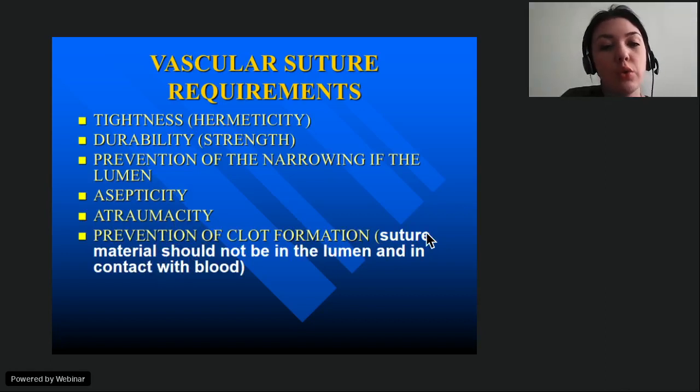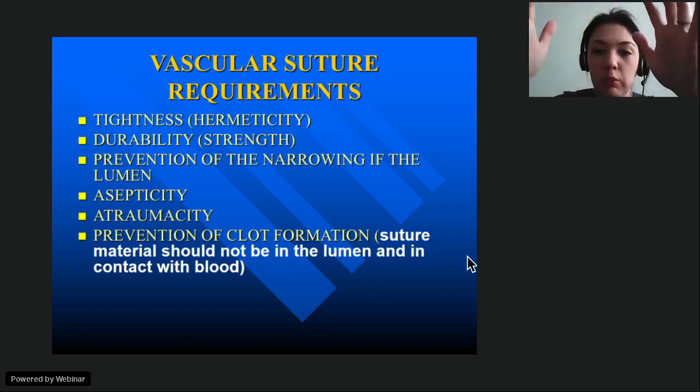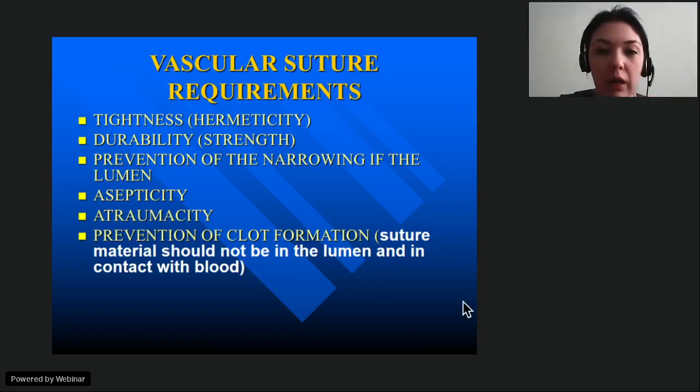For that, suture material shouldn't be in the lumen and in contact with blood, because in case of suture material in the lumen, in case of any foreign particles in the lumen, clotting factors accumulate there and a clot is formed.